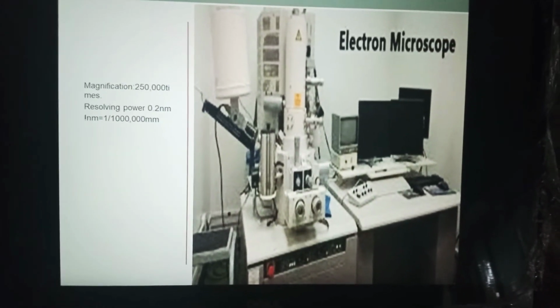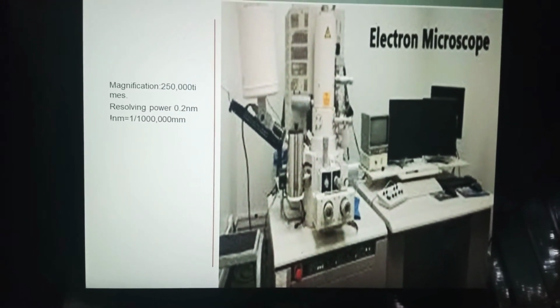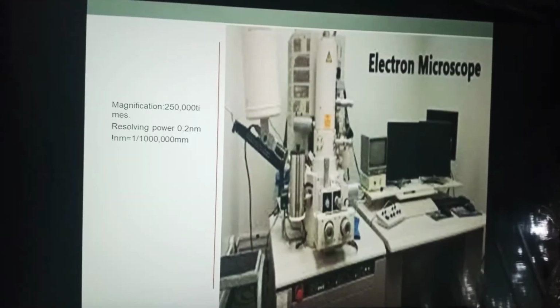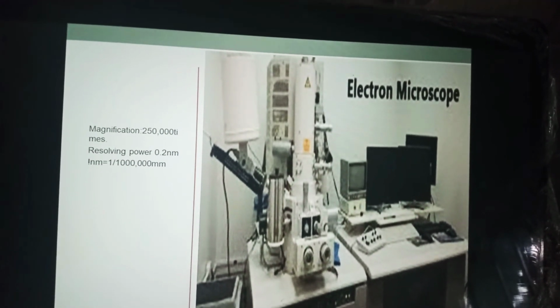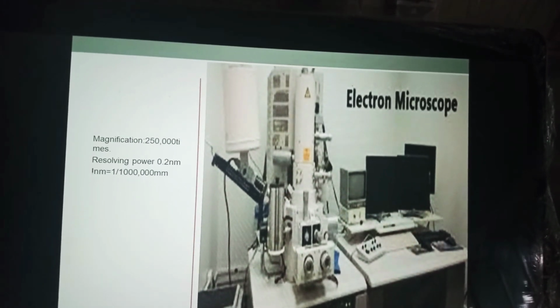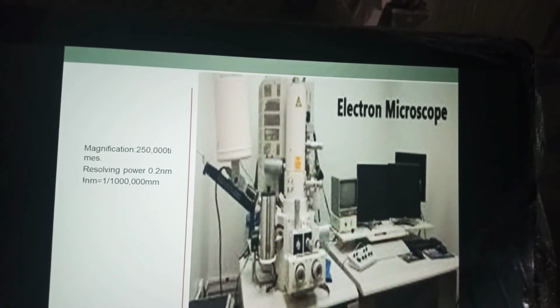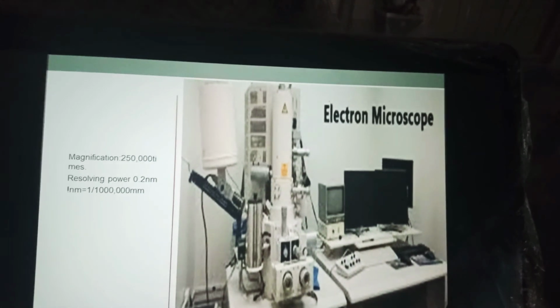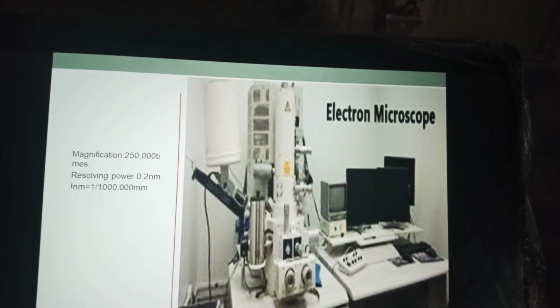The next is the electron microscope. Its magnification is 250,000 times and resolving power is 0.2 nanometer. It is the most advanced form of microscope. In the electron microscope, the object and lens are placed in a vacuum chamber and a beam of electrons is passed through the object. Electrons pass through or are reflected from the object and make an image. Electromagnetic lenses enlarge and focus the image onto a screen or photographic film.